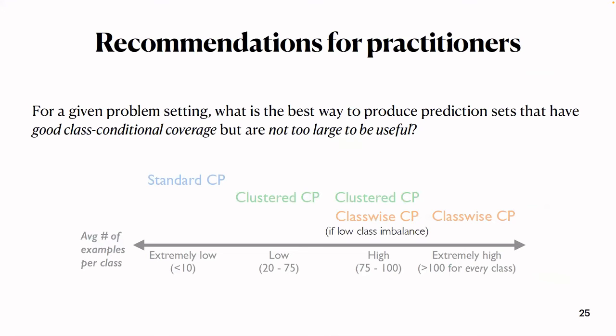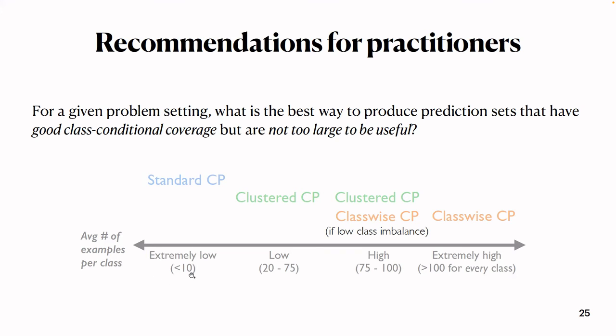Yeah, and then just based on the last couple of slides and experiments shown there, we can come up with some recommendations for practitioners. So given a particular problem setting with a certain number of calibration data points and a certain number of classes, what is the best way to produce prediction sets that have both good class conditional coverage but aren't too large to be useful?